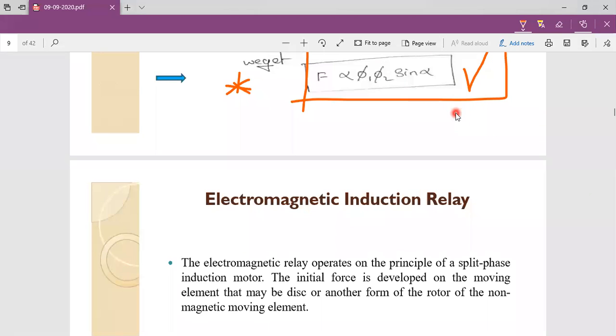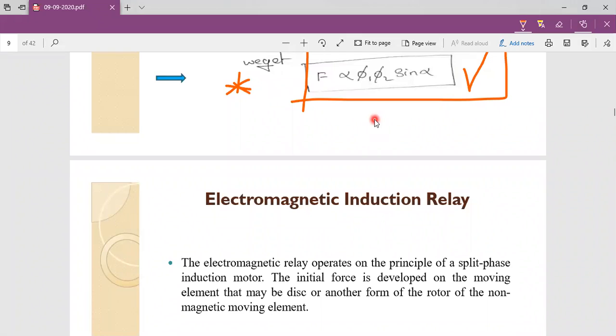Suppose we are going to use two sources for production of magnetic torque. If we use two sources, in that case this force is directly proportional to VI sine alpha. So VI sine alpha is the torque expression when we are using two sources for production of torque.